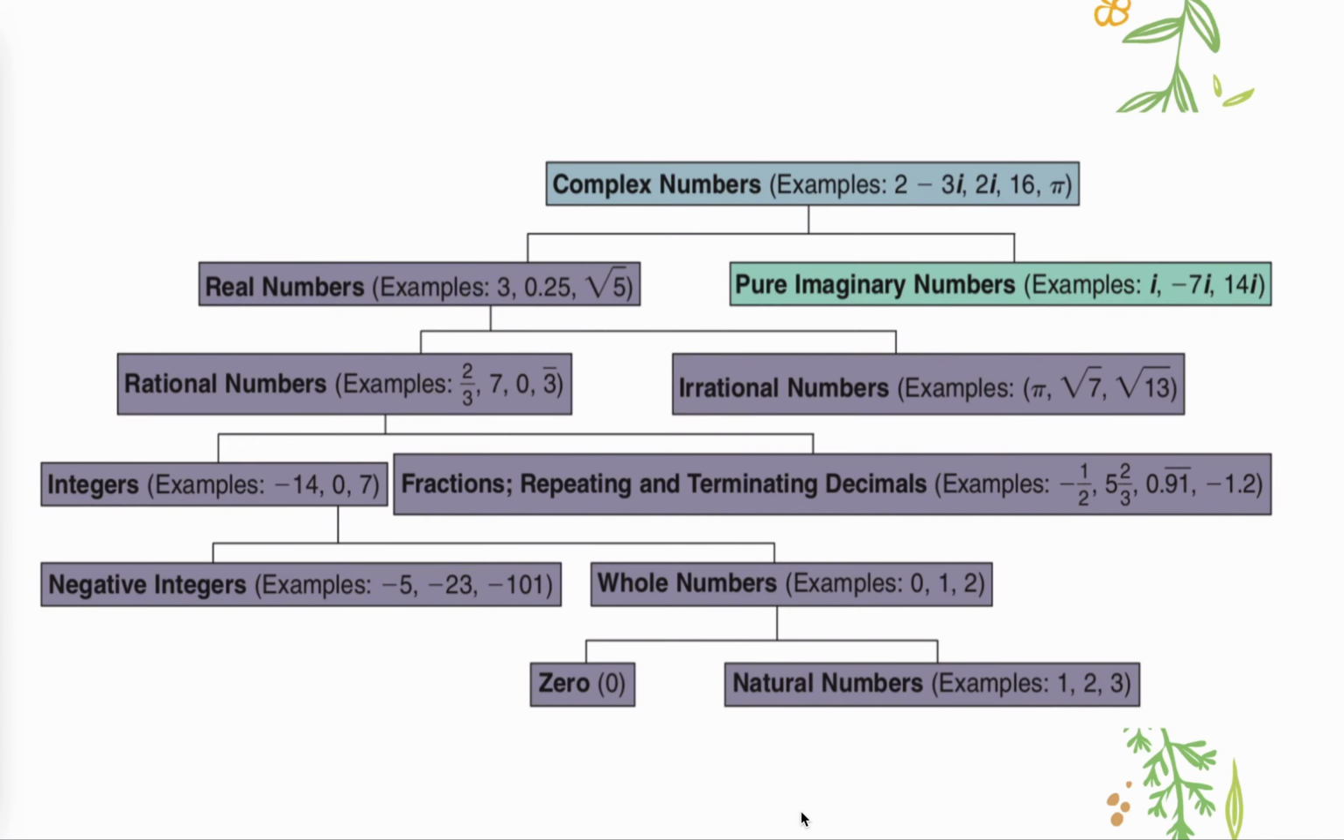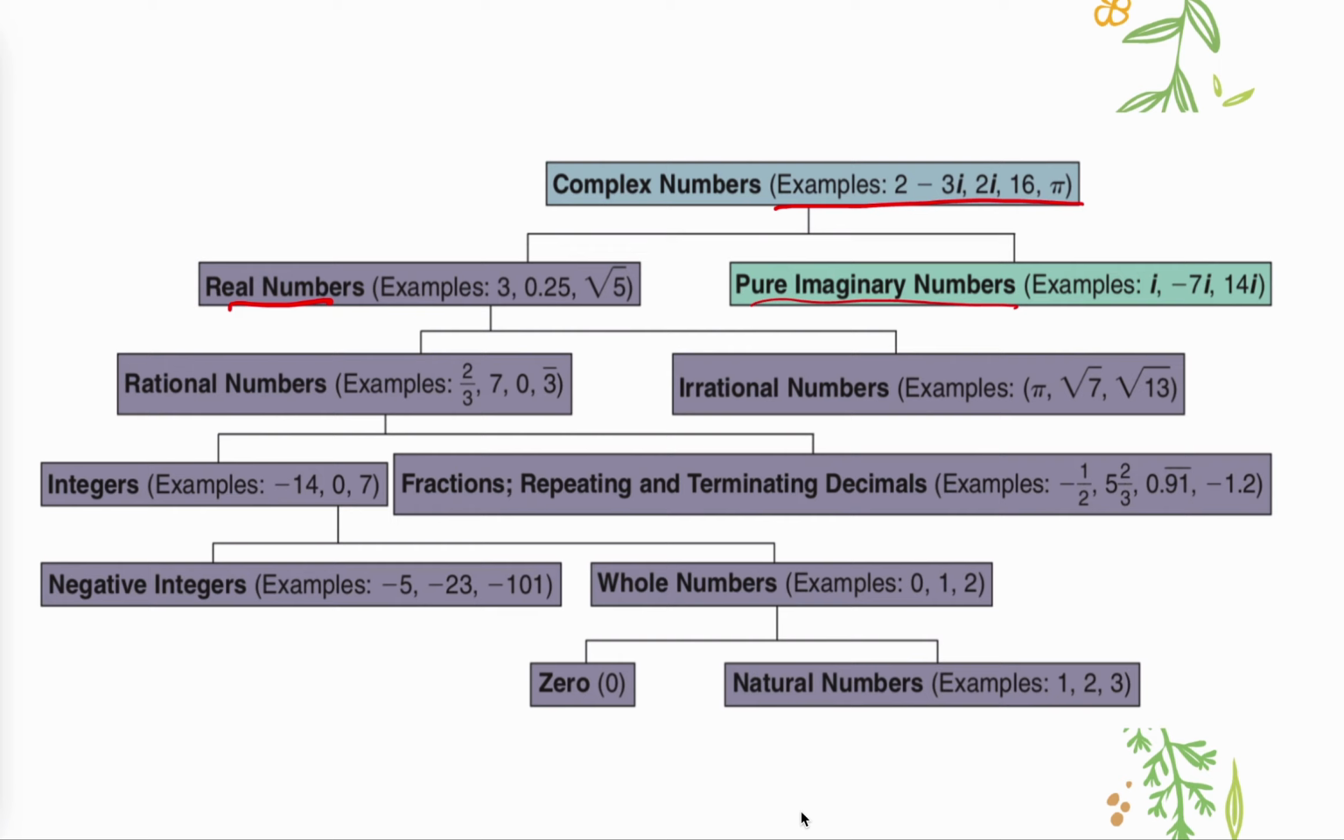Look at this beautiful chart, right? All numbers are complex numbers. They can be real or imaginary or a combination of the two. Complex numbers are split into real numbers and pure imaginary numbers. So real numbers are ones that do not have imaginary components: 3, 0.25, square root of 5, whereas pure imaginary numbers are going to be i or negative 7i or 14i.